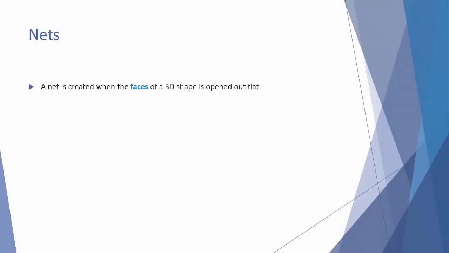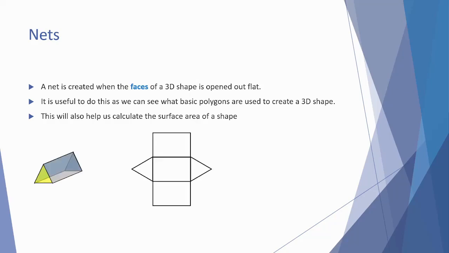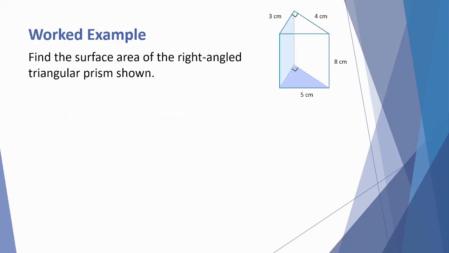Now nets are what happens when we pull apart the 3D prism and work out all the different shapes. So those pictures at the very start were actually nets. It's useful to do this, that way we can work out what polygons were used to create that 3D prism. And it'll also help us when we start calculating the surface area. So back to our triangular prism, I've laid it out flat there and we can see that we've got 2 triangles and 3 rectangles.